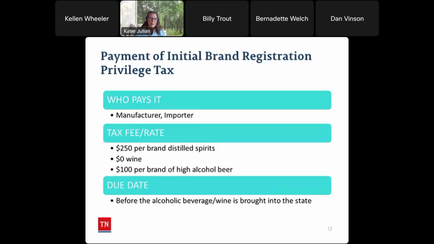So payment of the initial brand registration privilege tax is paid, as we mentioned, by the manufacturer or importer. It's $250 per brand for distilled spirits. There's no fee for wine for this initial registration. There's a renewal we'll talk about in a minute, and it's $100 per brand of high alcohol content beer. And the due date is just before it's brought into the state.